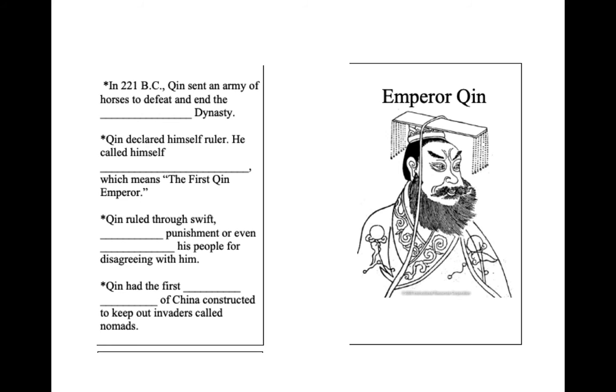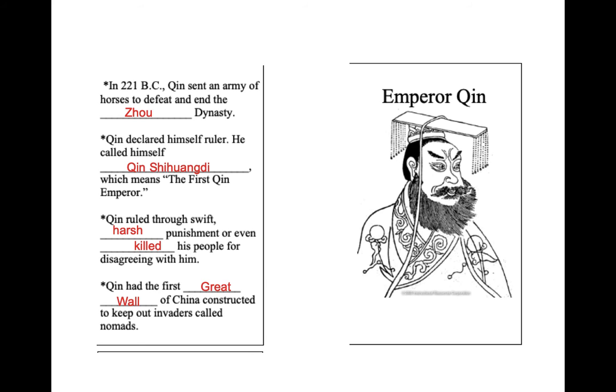Everybody should have the Emperor Qin trading card, and there are some things I want you to understand about him. So this is a great quick review for your brain. If you have like a minute and you want to review something, looking at your trading cards is the best way to do it. I sum up some very important facts. So in 221 BC, Emperor Qin sent an army of horses to defeat and end the Zhou dynasty. So it was he who ended the dynasty and, of course, declared himself the ruler of his dynasty. He calls himself Qin Shi Huangdi, which means the first Qin emperor. Qin ruled through swift, harsh punishment or even killed his people for disagreeing with him.